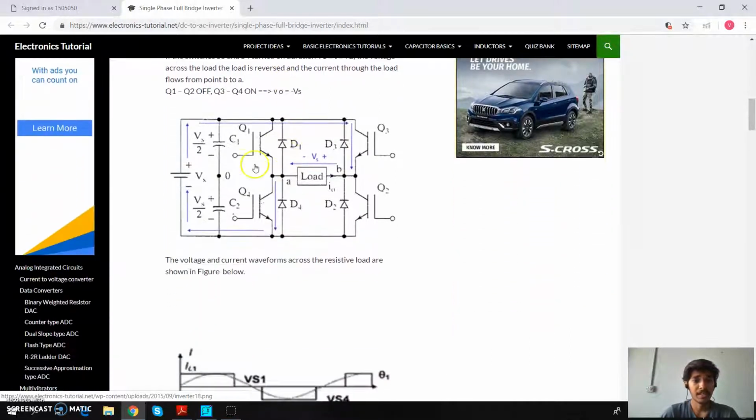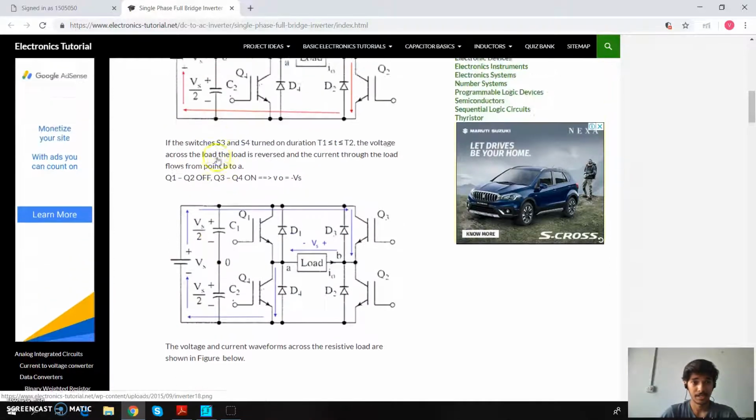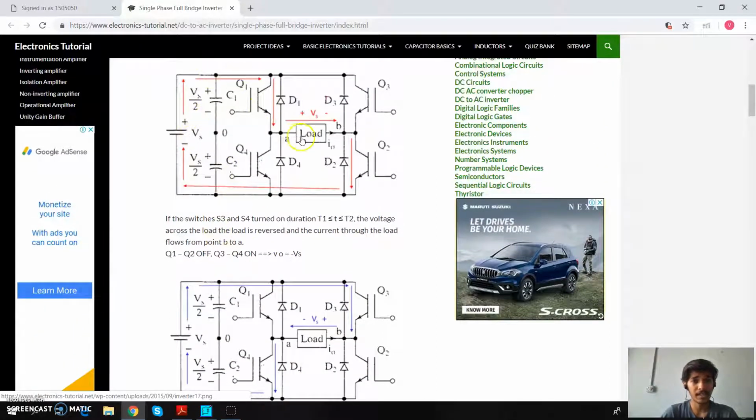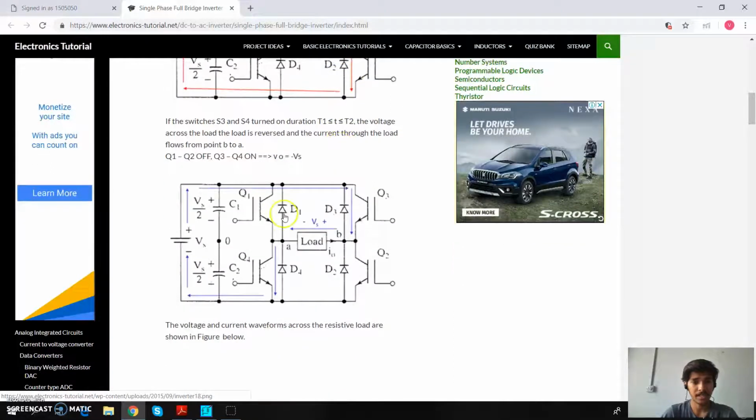Now in the second case the Q1 and Q2 IGBTs are made off and IGBTs Q3 and Q4 are made on. In this case the current flows from positive of the Vs through the Q3, load, Q4 and towards the negative of the Vs. In this case, the current direction is exactly opposite of the first case. In the first case, we can see the current direction is in this way, and in the second case, the current direction is in the opposite way. So, the output which we get in the second case is negative Vs.